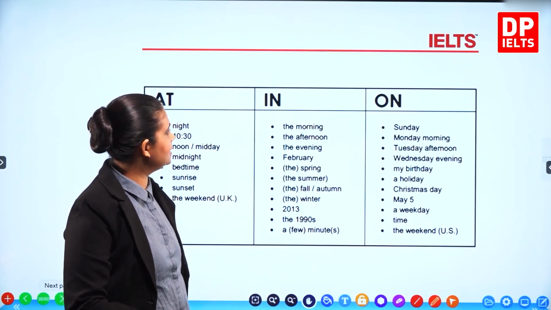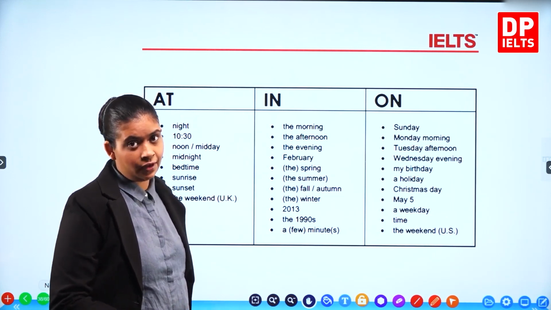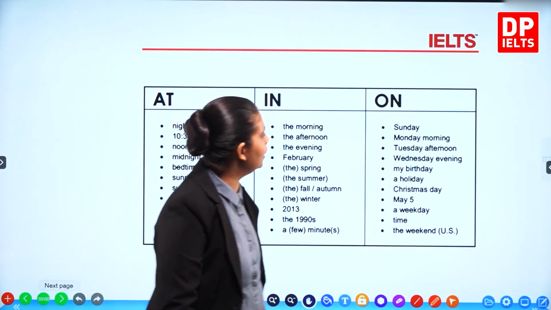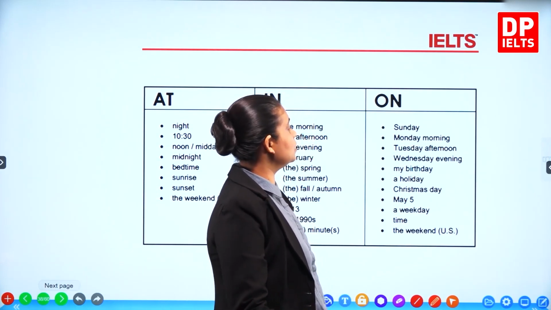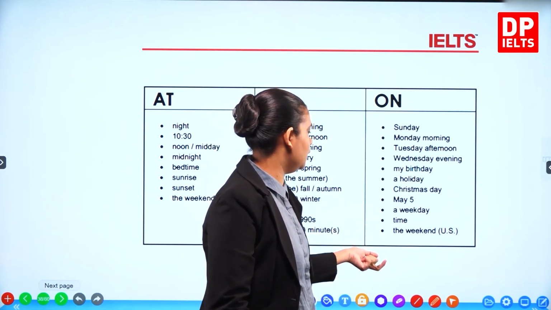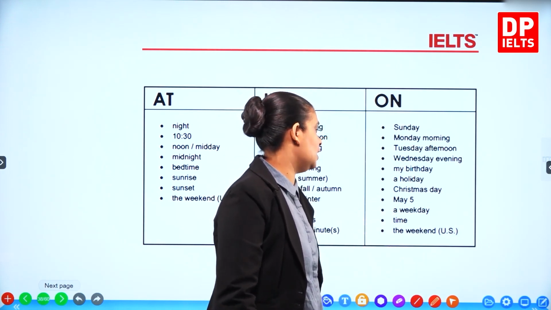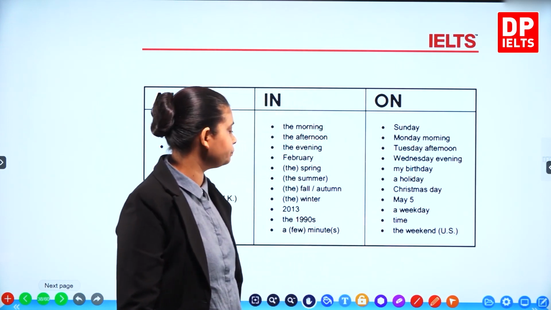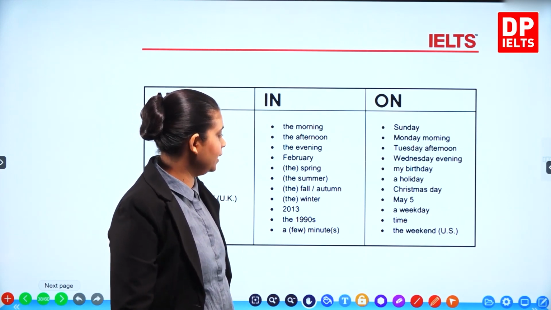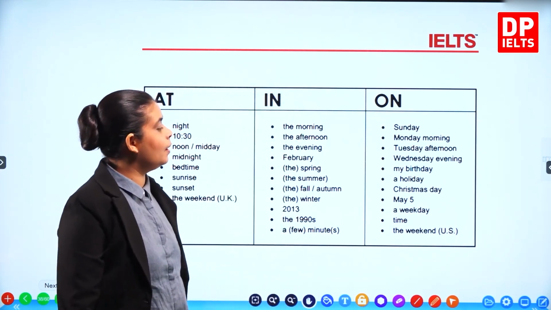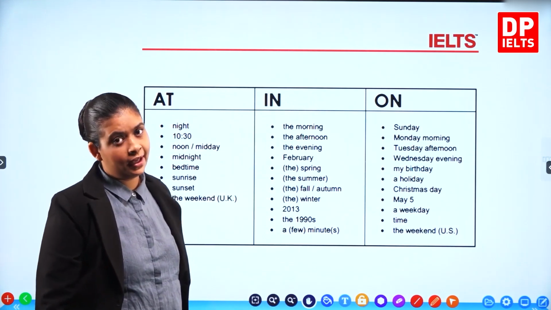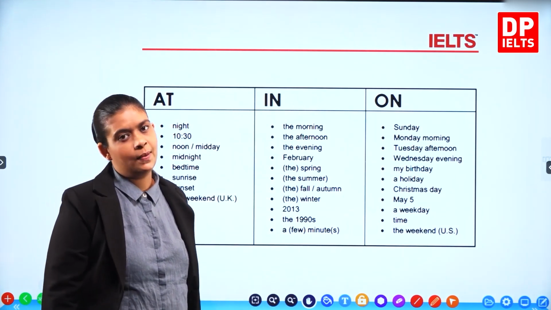On the other hand, is a bit less specific, right? Sorry, it's more specific, okay? On Sunday, on Monday morning, on Tuesday afternoon, okay? On my birthday, on a holiday, on Christmas Day, on 5th of May, on a weekday, be on time, on the weekend, okay? You could say at the weekend, on the weekend. On the weekend is used in the US.